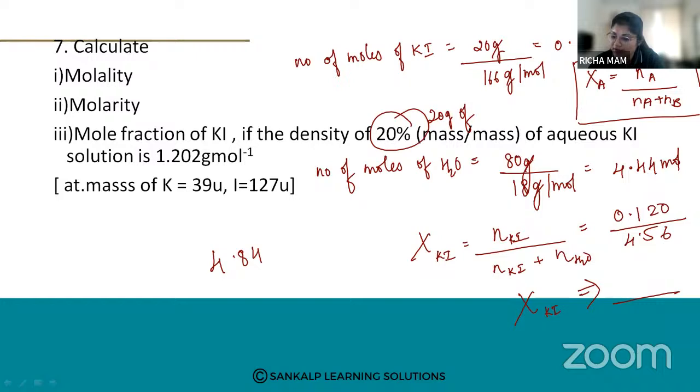So 0.120 divided by 4.56. What will be the answer? The answer will be 0.0263. Everybody is getting it? Okay, many have answered. Yes, correct. So this is the correct answer. Fine. So like this, we have to solve the problem.